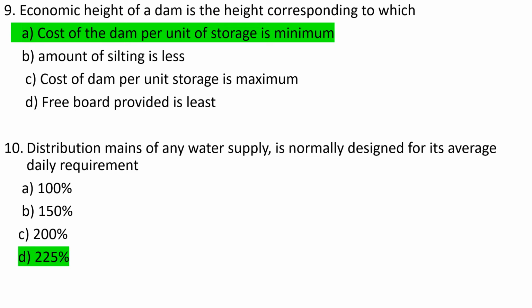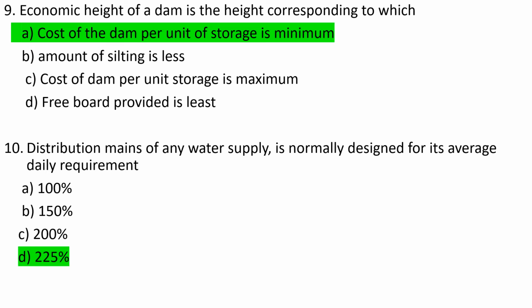So economic height of a dam can be theoretically defined as the height for which the cost of dam per million cubic meter of storage is minimum. So here we have got the answer as cost of dam per unit of storage is minimum. So answer is A.